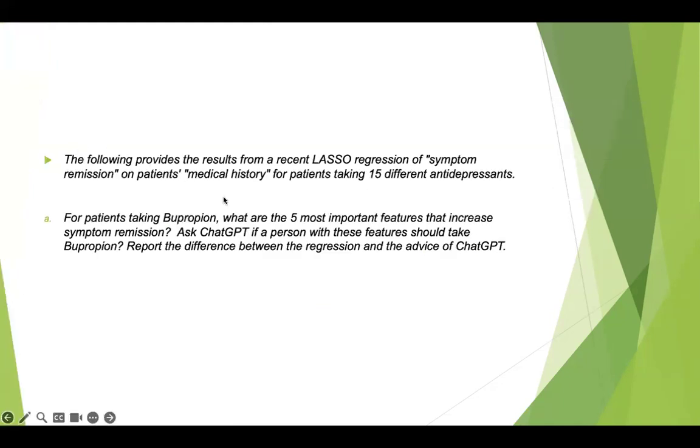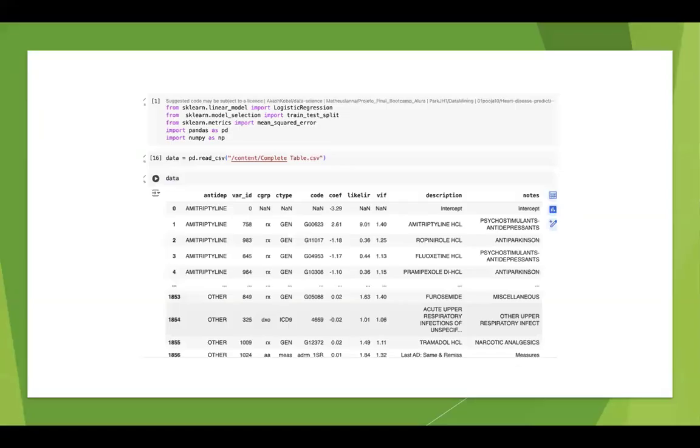So here, question number 3 has 4 sub questions. The first sub question is we need to find the 5 most important features which increase symptom remission for the patients who are taking 15 different antidepressants. And also we need to ask ChatGPT if a person with these features should take bupropion, and report the difference between the regression and the advice of ChatGPT.